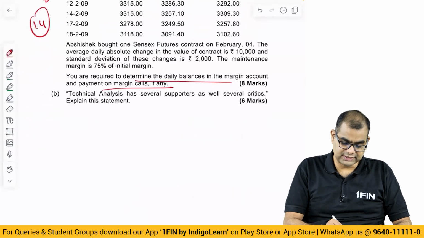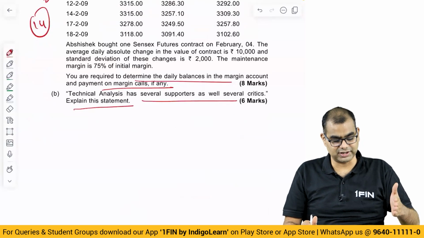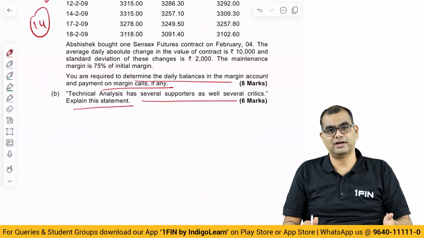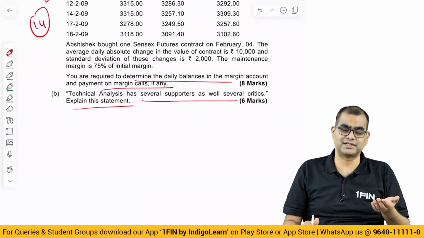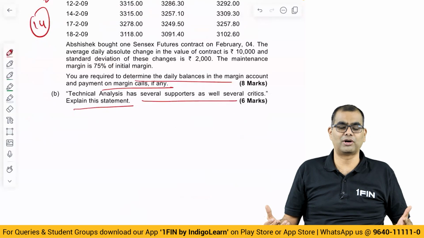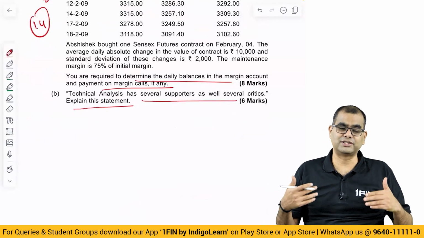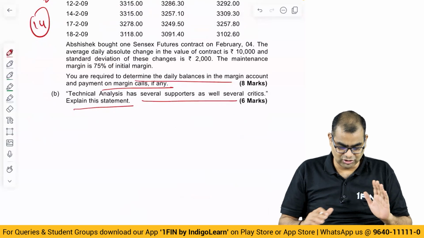Okay. Technical analysis has several supporters as well as critics. So what is technical analysis? Where does it work? It works in inefficient markets. It does not work in weak or even semi-strong markets. Then there are various kinds of technical analysis. You're doing a lot of data mining. Whether there is any outcome or not, nobody knows. And there is no science to it. This is not logical. It is more about behavior related aspects, right?